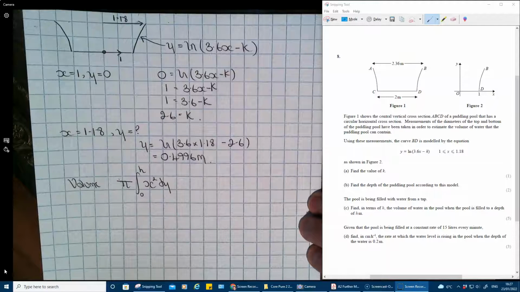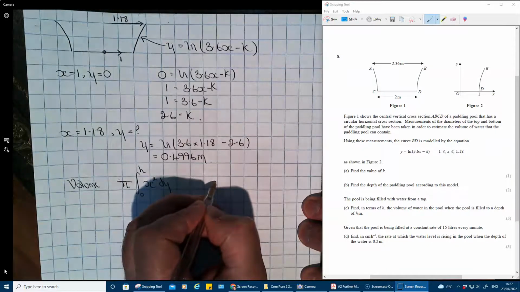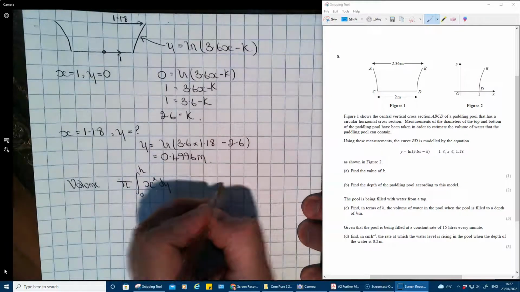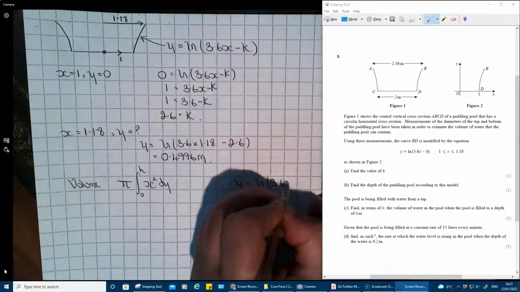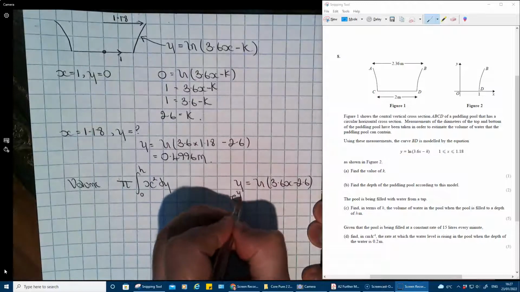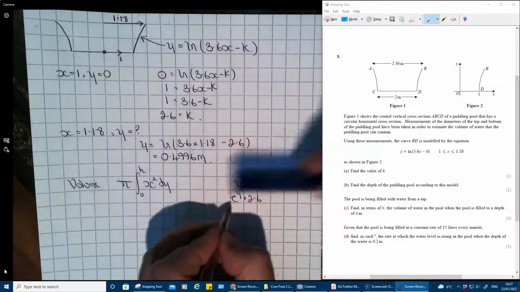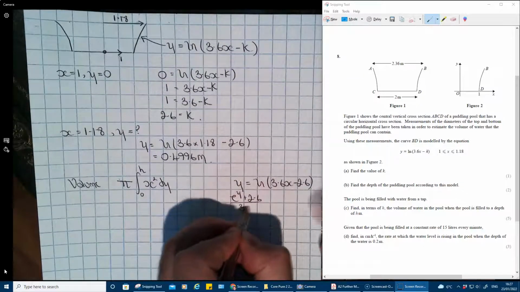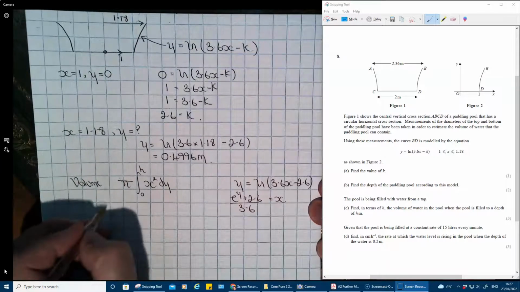So we've got to find what x squared is. A little side working: y is log(3.6x take away 2.6). So e to the y gets rid of the log, and e to the y plus 2.6, all over 3.6, equals x.